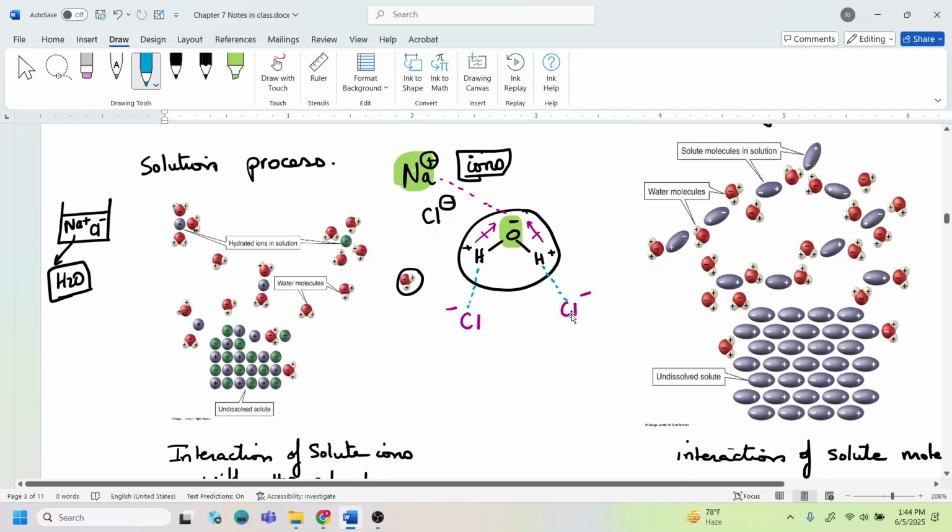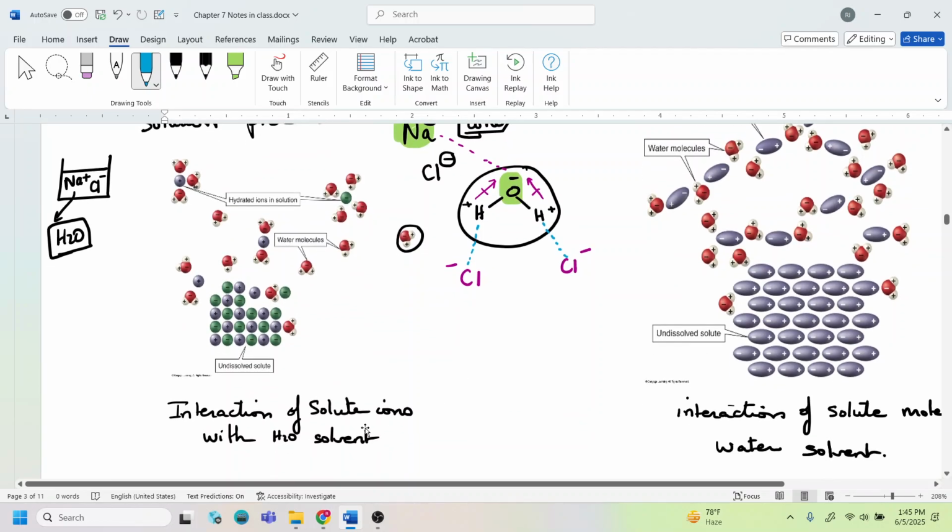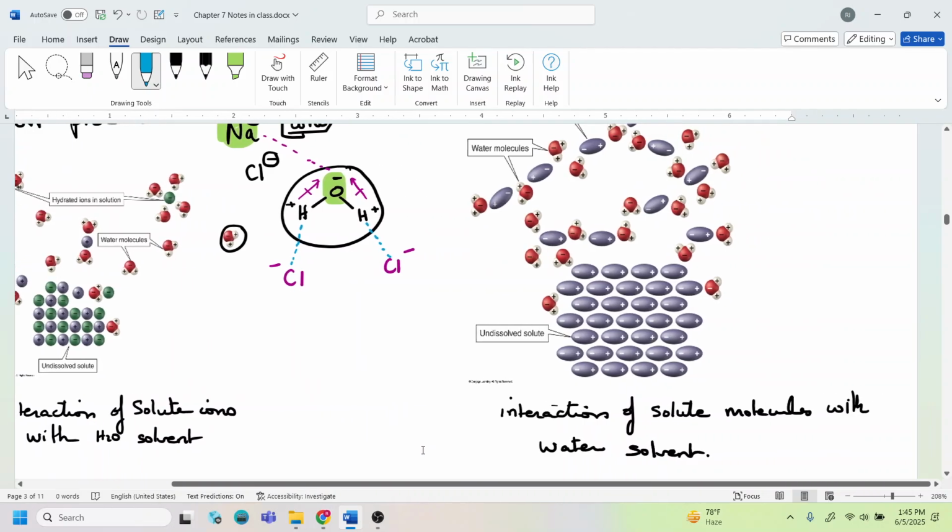And this interaction is the one that allows the water to solvate the NaCl. This is how sodium chloride dissolves in water, by having an ion-dipole interaction between the sodium and the oxygen, and another ion-dipole interaction between the Cl and the hydrogen. They attract each other, and you are going to have the sodium chloride being solvated in water.